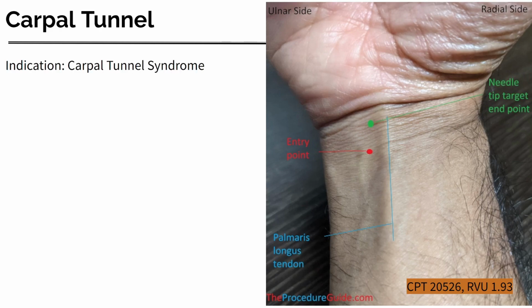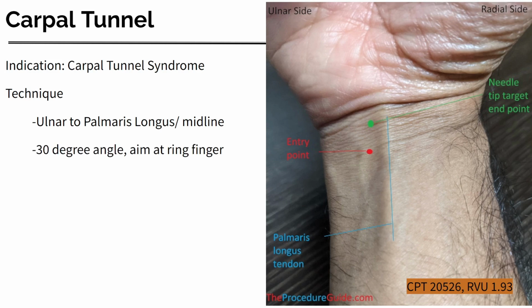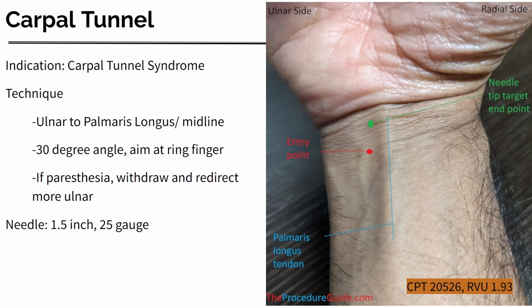In terms of who you inject, that's somewhat subjective in the decision-making tree, typically not first line. But when you decide, you want to find the palmaris longus tendon. You want to inject about 30 degrees off the skin from proximal to distal, aiming at the ring finger. If the patient experiences any paresthesias, you want to withdraw and redirect in a more ulnar direction.